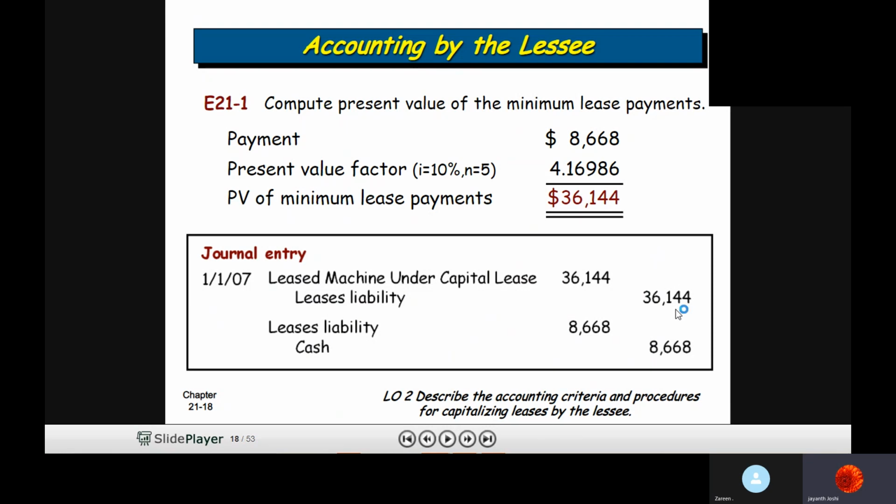Are you understanding? Yes, I understood. I got it. And the lease liability to cash, the rental.